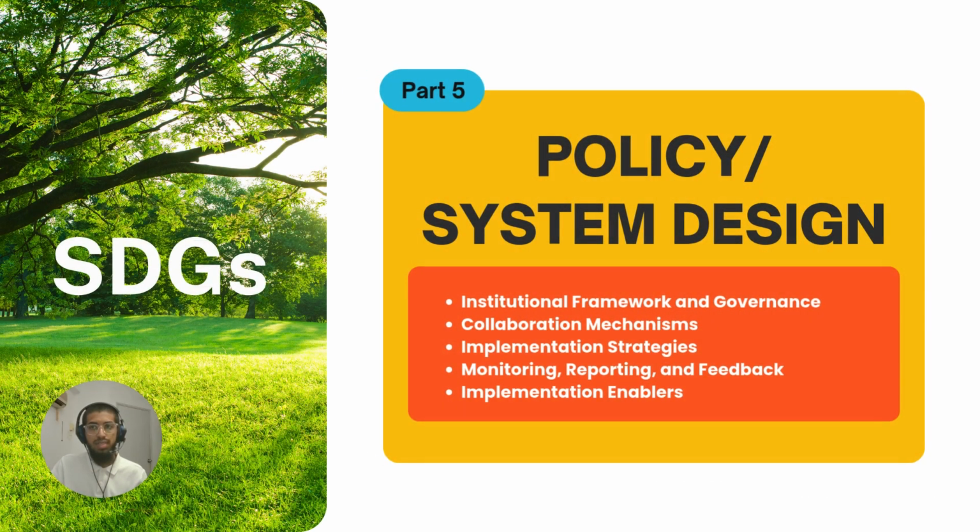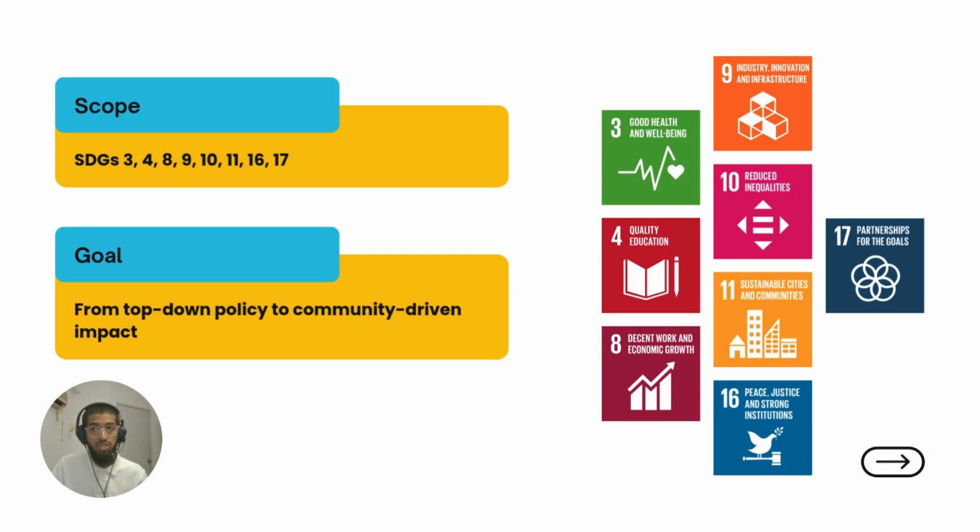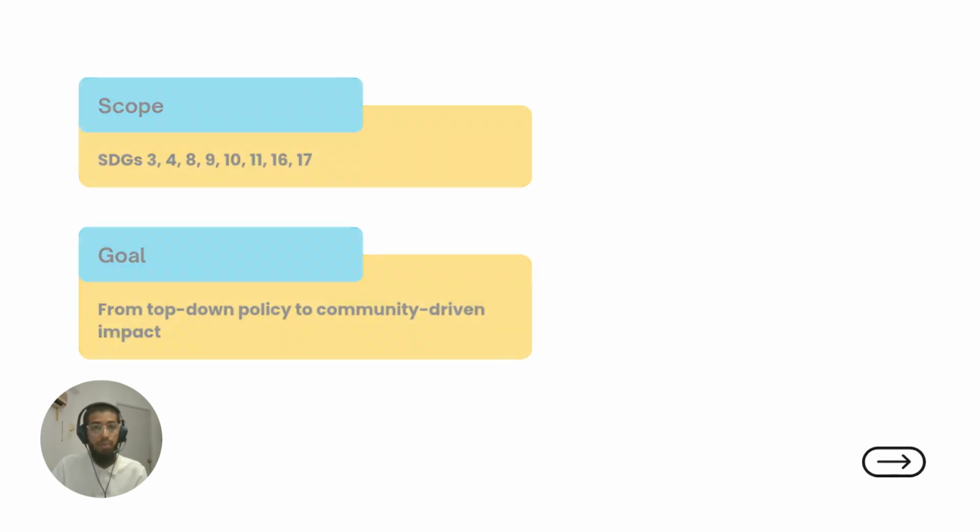Moving on to the policy and system design, we are going to present from institutional framework and governance until implementation enablers. So, we are proposing a fast track framework to embed 8 priority SDGs across Malaysia's national, state, and local levels, moving from high-level targets to on-the-ground actions.